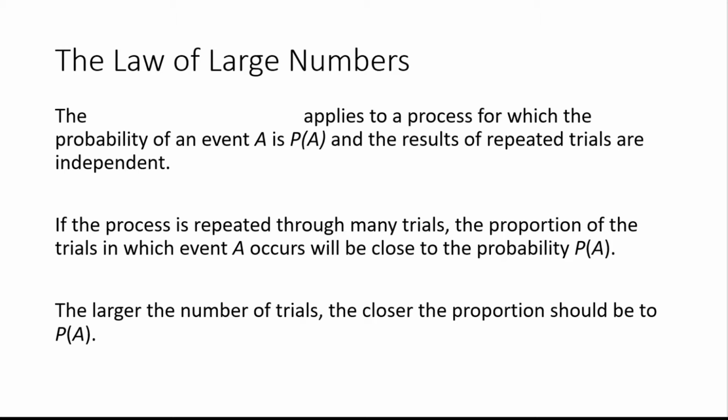The law of large numbers. The law of large numbers applies to a process for which the probability of an event A is P of A and the results of repeated trials are independent. If the process is repeated through many trials, the proportion of the trials in which event A occurs will be close to the probability P of A. The larger the number of trials, the closer the proportion should be to P of A.